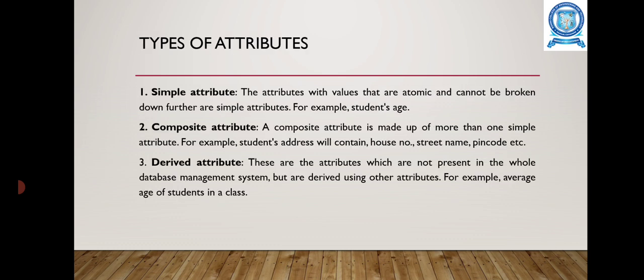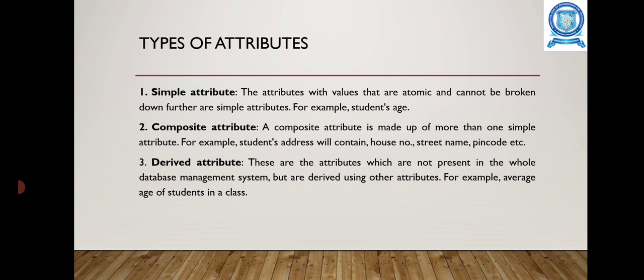There are different types of attributes defined in the ER database model. The first one is the simple attribute. A simple attribute means an attribute with values that are atomic and cannot be broken down further. For example, student's age cannot be broken down into another attribute.